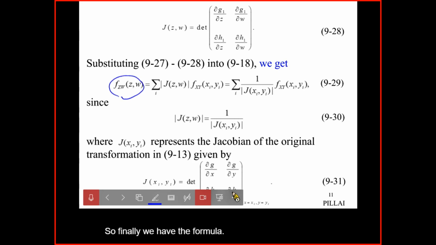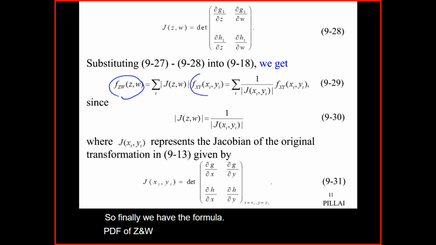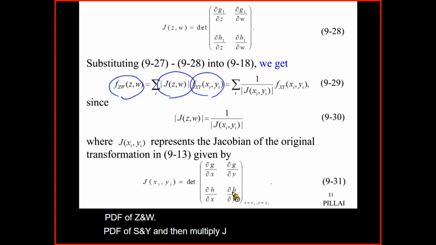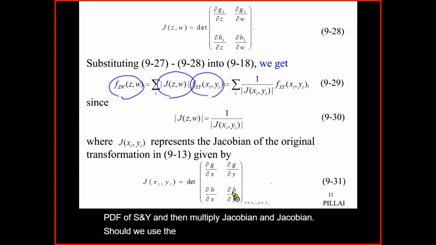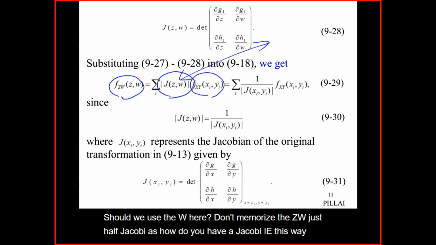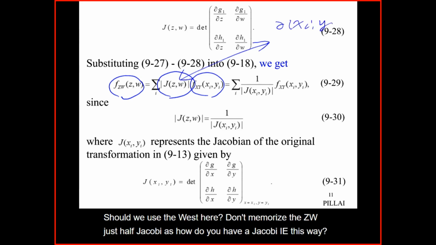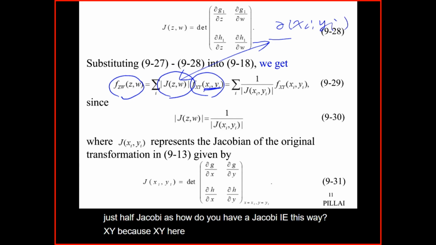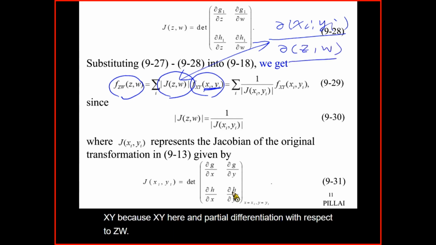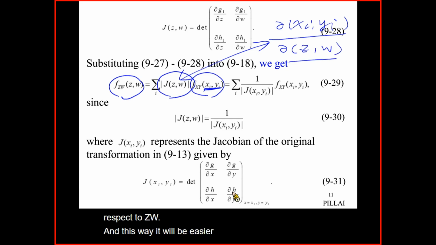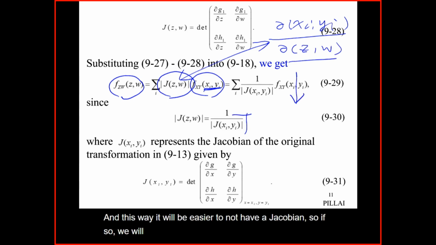PDF of Z and W. PDF of X and Y, and then multiply by the Jacobian. And the Jacobian, should we use ZW here? In fact, don't memorize the ZW, just have the Jacobian. As for how to get the Jacobian, I use this way. X, Y, because X, Y here. And partial differentiation with respect to ZW. And this way, it will be easier to directly get the Jacobian. So if so, we will have a Jacobian.